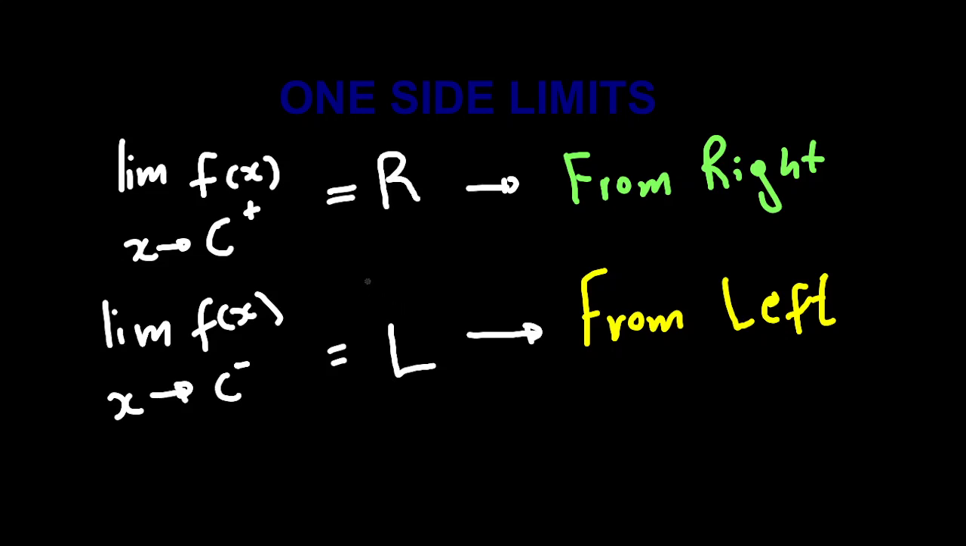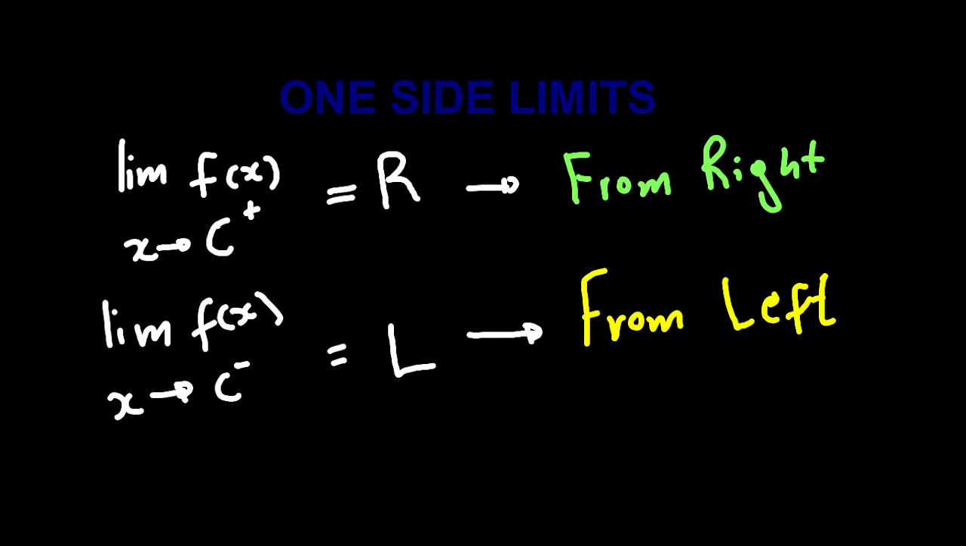Welcome. In this video, I will do one-sided limits. I have this presentation which says the limit of f at x as x approaches c from the right. We use the positive superscript to represent the limit from the right. And I have the limit of f at x as x approaches c from the left. We use the negative superscript to represent the limit from the left.